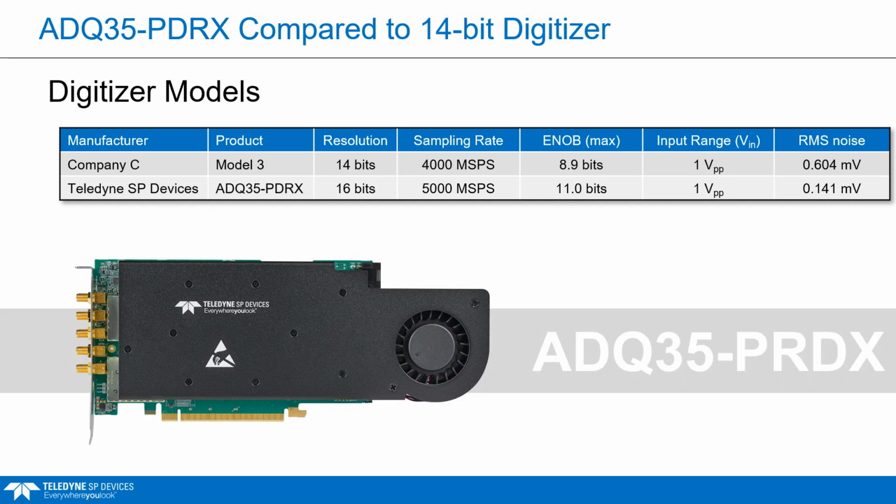One option is to use a 14 bits digitizer instead, and one example is listed here. While its sampling rate is nearly as high as the ADQ35 PDRX, its ENOB is much lower, resulting in 4 times higher RMS noise. This means it can capture short pulses, but many weak pulses would go undetected.